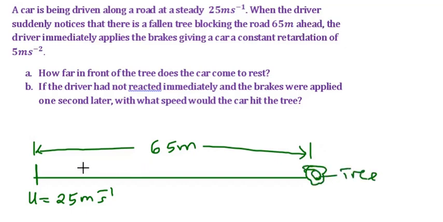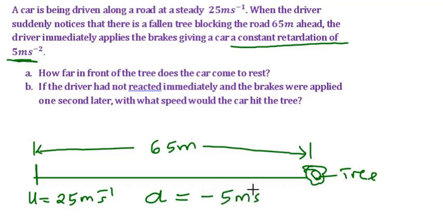When the driver noticed that there is a tree that has fallen 65 meters ahead, the driver immediately applied the brakes, giving the car a constant retardation of 5 meters per second squared. So the acceleration here is going to be negative 5 meters per second squared, because retardation is negative acceleration. All right. How far in front of the tree does the car come to rest?